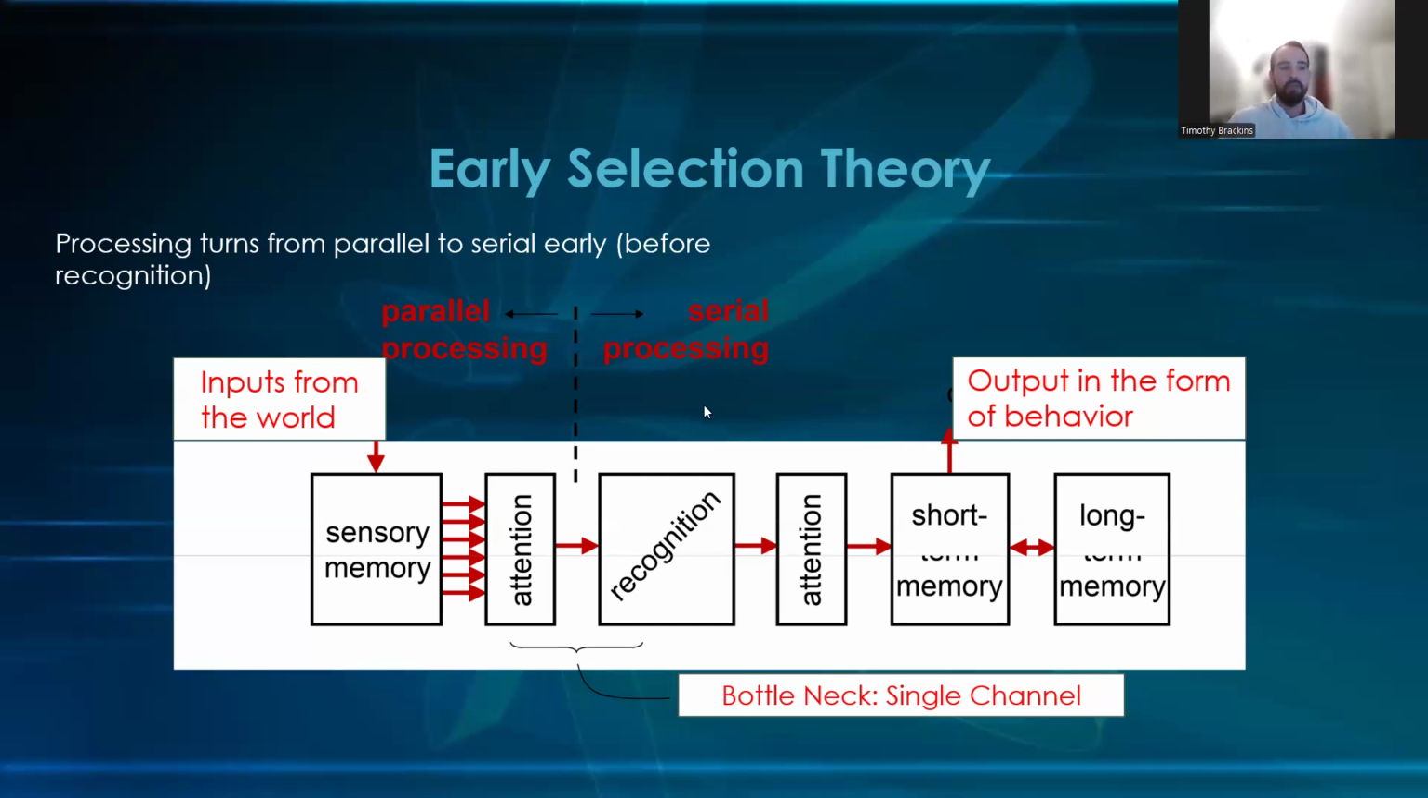Because of our limited capacity for processing information, not all sensory input can be processed for meaning simultaneously. So the key point in Broadbent's theory is that not all sensory input is processed for meaning. Only that which is sent on is processed for meaning.